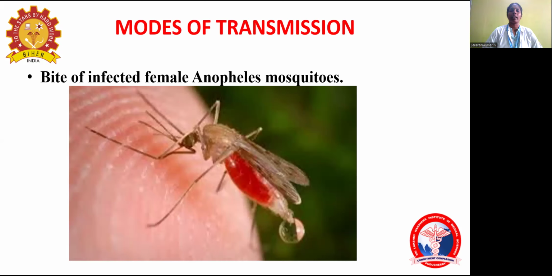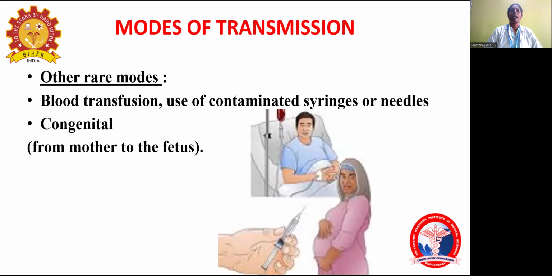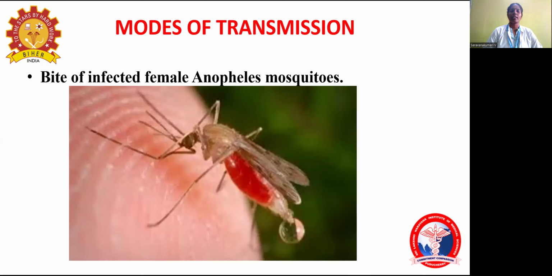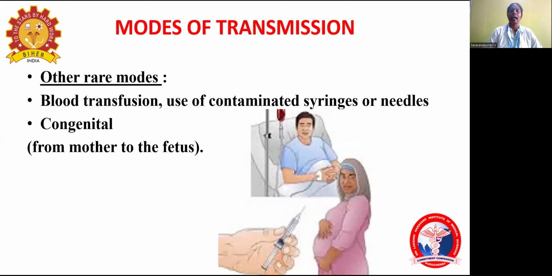The mode of transmission of malaria is mainly by the bite of the female Anopheles mosquito. So the bite of the female Anopheles mosquito will lead to the malaria disease. Other rare modes other than the bite include blood transfusion, use of contaminated syringes or needles, and even congenital, from mother to fetus, malaria can be transmitted.